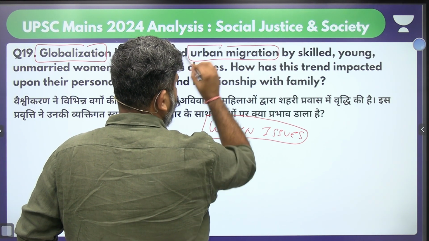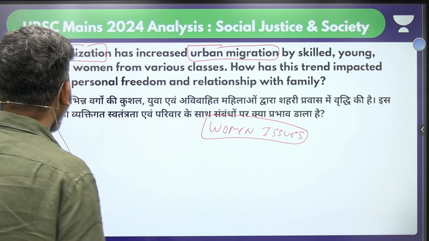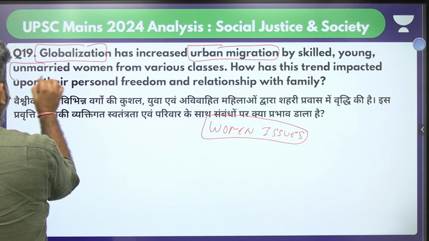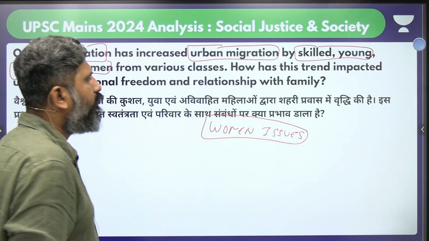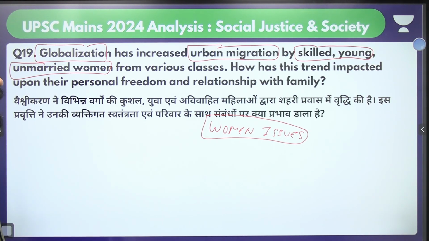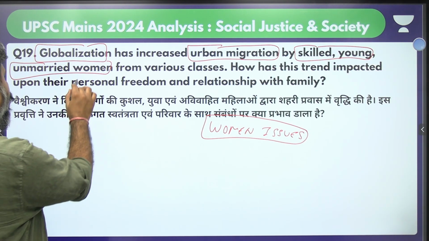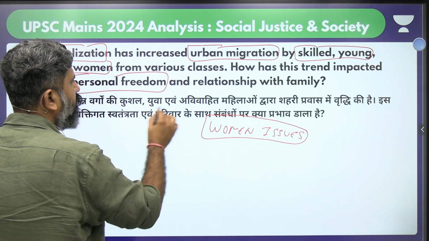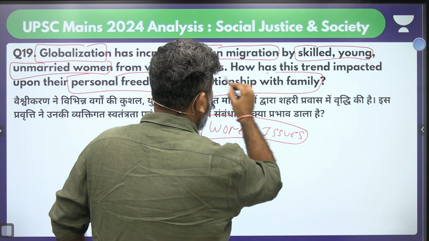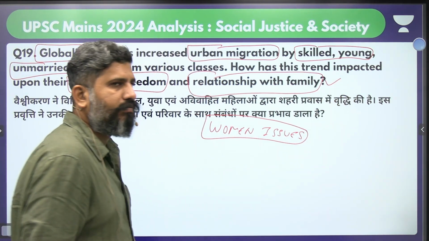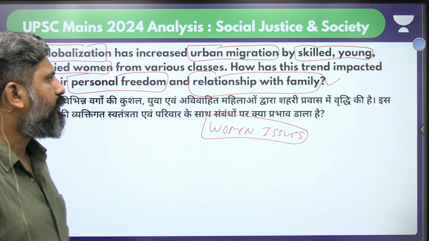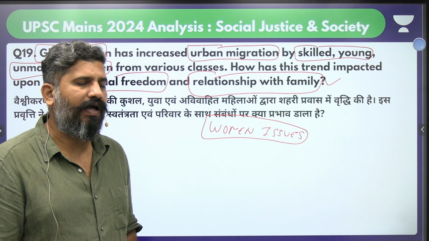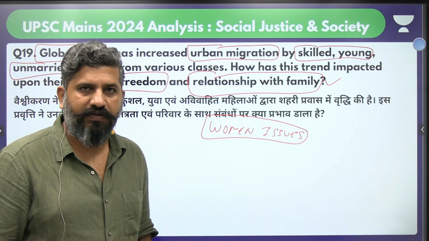Urban migration. By whom? Skilled, young and unmarried women from various classes. How has this trend impacted their personal freedom and their relationship with their family?